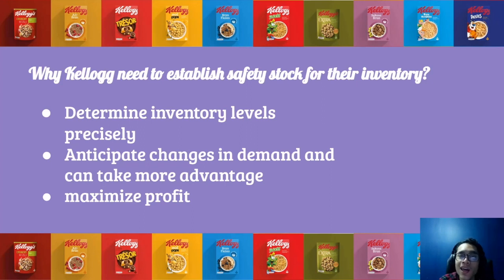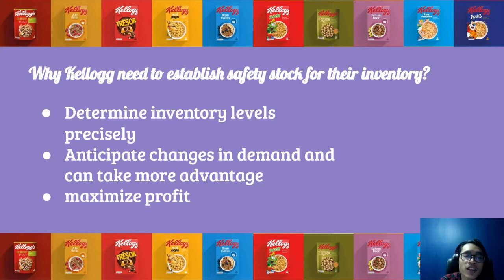And second, to anticipate changes in demand and take more advantage. As we know, the law of supply and demand is always influenced by market conditions, and the market condition always moves dynamically. Then Kellogg, or the company, must implement safety stock so they can anticipate the change in demand and take more advantage.